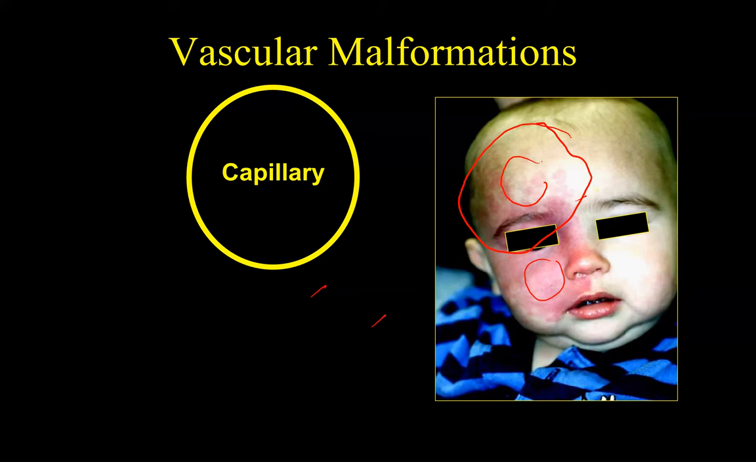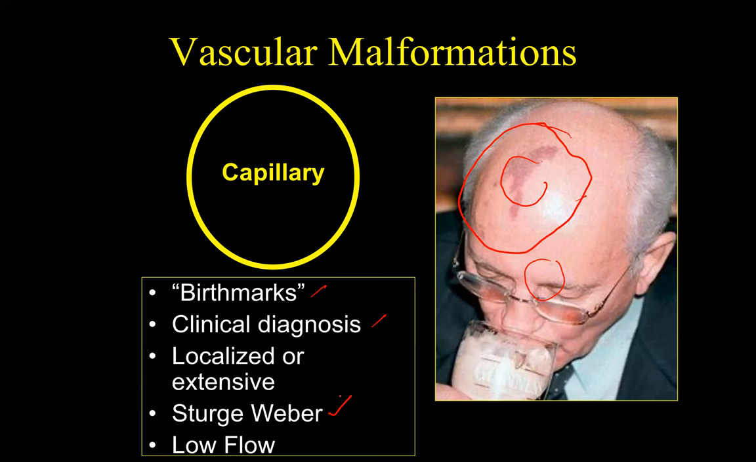So if you see this capillary malformation along the distribution of V1 and V2, then you have to consider the possibility of Sturge-Weber syndrome. So just remember V1 and V2. And the other thing is that these capillary malformations, and I'm going to come back to this, are low flow malformations, and we'll see why that's important in just a little while. In general, we do not need to perform imaging for a capillary malformation.